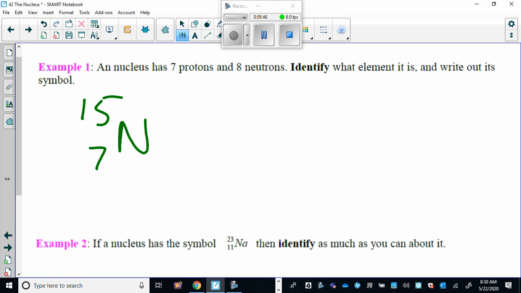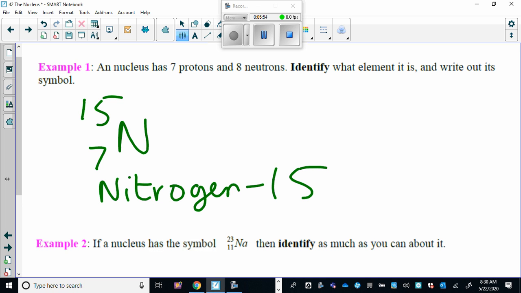Now, what would we call that element? We would call that nitrogen 15. And if I said nitrogen 14, then that would just be a nitrogen atom that only has 7 neutrons instead of 8 neutrons. And if I said nitrogen 17, it would have 10 neutrons. But all the time they have 7 protons, because the number of protons determines what element it is. If you go to 8 protons, you've got oxygen.